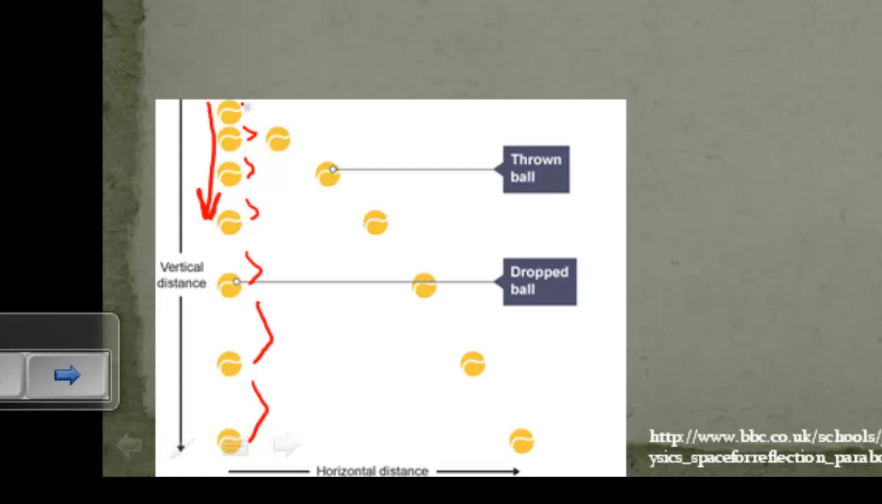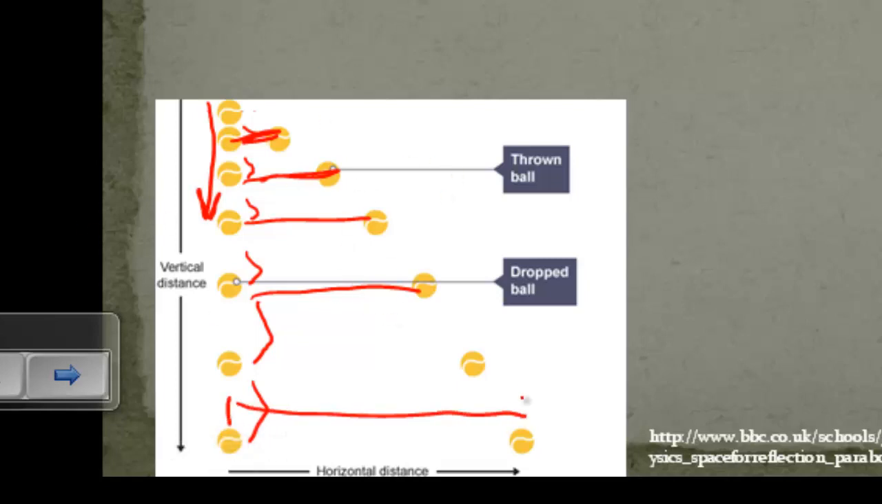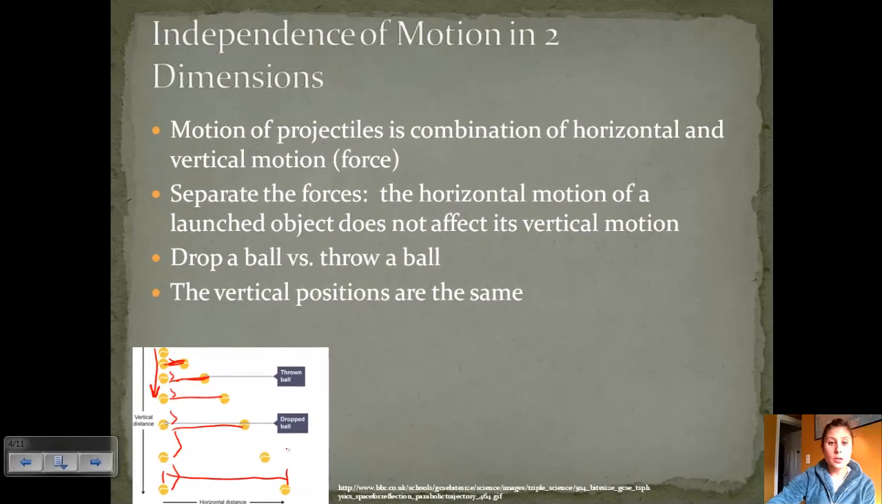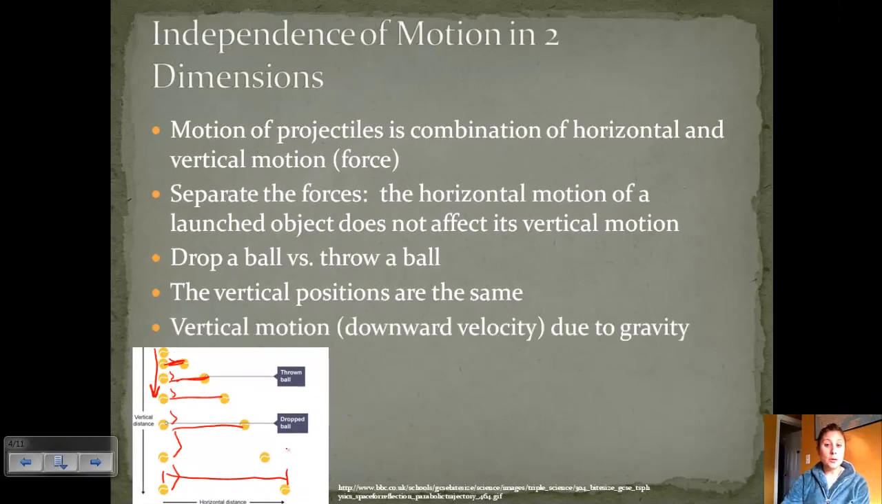If we throw a ball from that same height, you can see that vertically, they are lined up. And so vertically, they are traveling the same amount of distance. Now, horizontally is a different issue, right? Because when we throw an object, we are giving it a vertical and a horizontal force, whereas when we drop an object, we're just giving it vertical. But that horizontal component is completely separate from the vertical and will not affect the vertical path of motion. So the vertical positions are the same, and the vertical motion, or that downward velocity, is due to gravity.